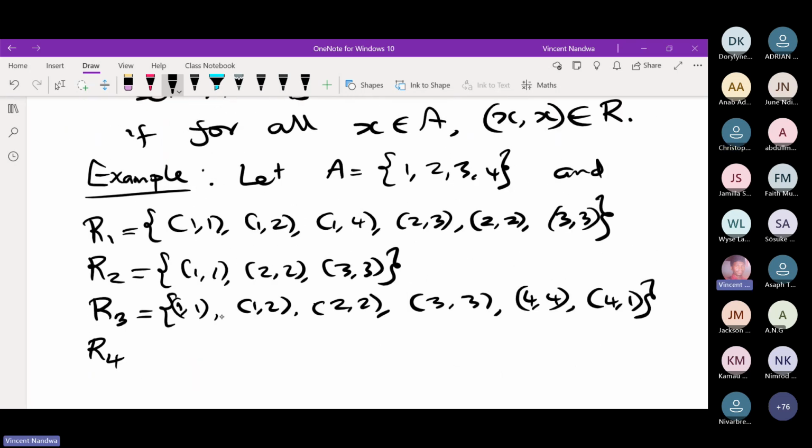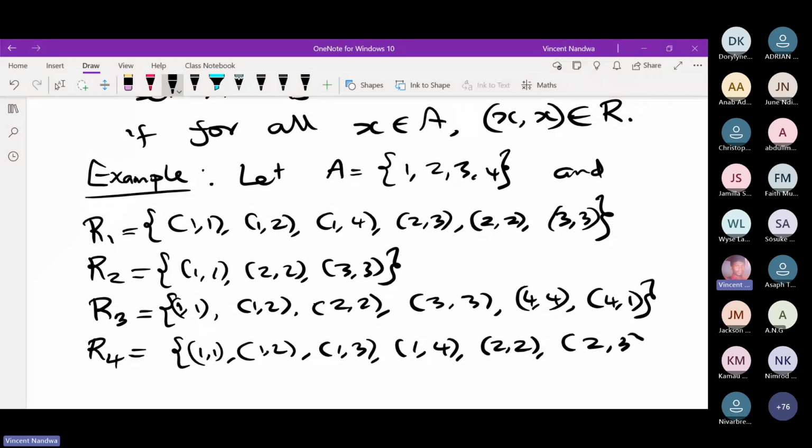And then R4 be (1,1), (1,2), (1,3), (1,4), (2,2), (2,3), (2,4), (3,3), (3,4), (4,1), and (4,4).